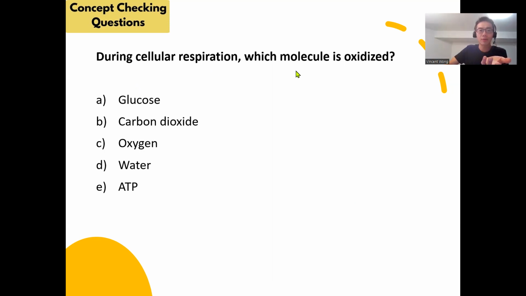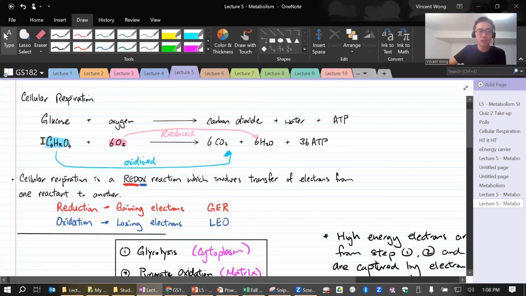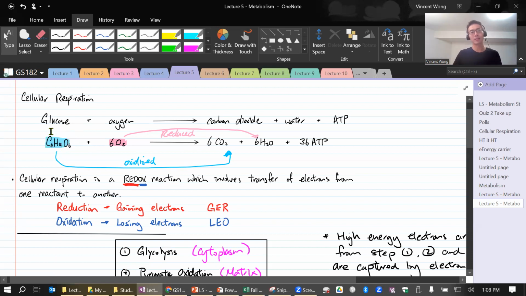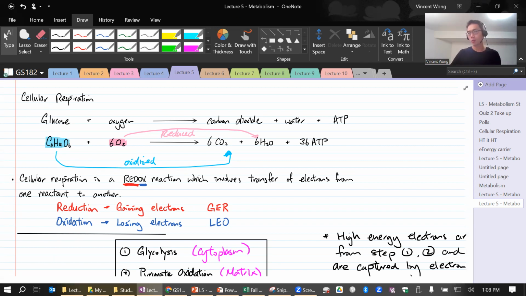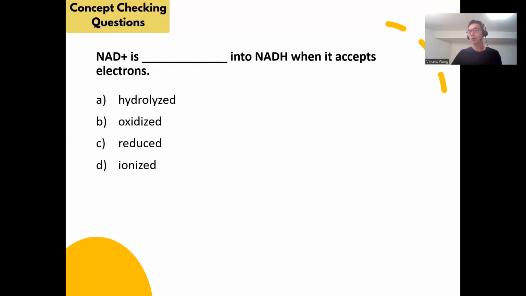Question asked, during cellular respiration, which molecule is oxidized? So if you took the notes, look, glucose is oxidized. Glucose is the molecule that we will be ripping electrons from. Have I convinced you? It's literally right here. We shouldn't be choosing the products. We're only focusing on the reactant. Glucose is oxidized. Oxygen is being reduced. Hopefully that makes sense.